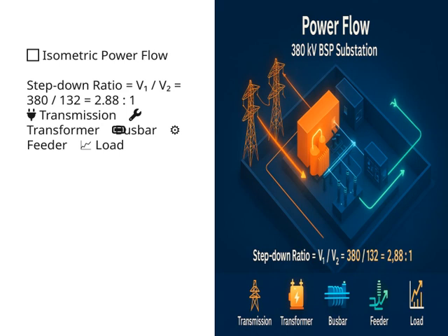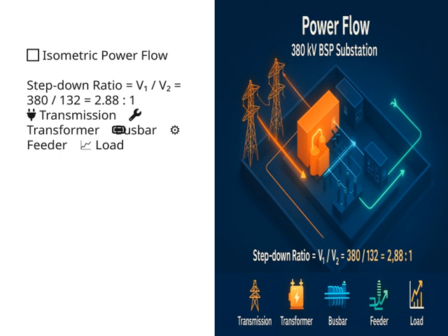Let's take a closer look at the isometric power flow. Here, we see the step-down ratio, which is a key concept in understanding how voltage is transformed in power systems. The ratio is calculated as V1 divided by V2, which in this case is 380 volts over 132 volts, giving us approximately 2.88 to 1. This means that the voltage is reduced by nearly 3 times as it passes through the transformer. This step-down process is essential because we generate high voltages for efficient transmission, but we need lower voltages for safe and practical distribution to consumers.